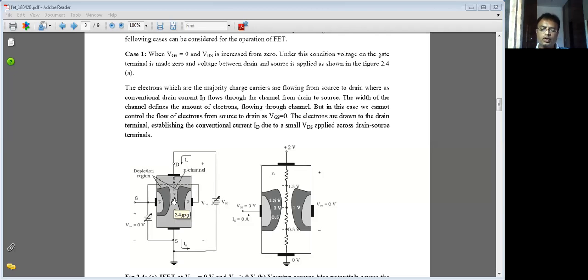Also you know the rule that like poles repel each other and unlike poles attract each other. Assume there are electrons here at the bottom near the source. Electrons, the negatively charged particles, get repelled by the negative terminal of the battery. Here is the negative terminal of the battery. They will repel. If they repel, in which direction will they move? They will move upwards, towards the drain.